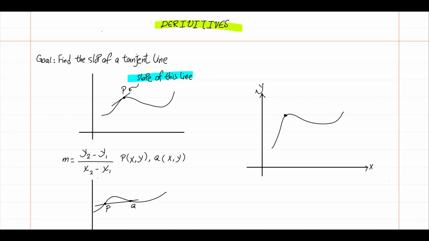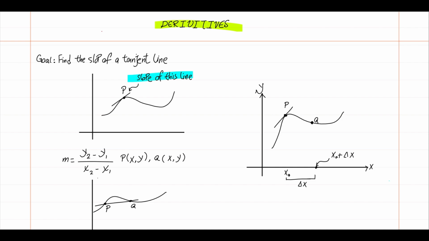Let's say it's at a delta x distance from the first point, and that first point is located at x naught on the x-axis. The y coordinate of the point P is going to be f of x naught, and the y coordinate of the point Q is going to be f of x naught plus delta x. In this case, Q is our second point and P is our first point.